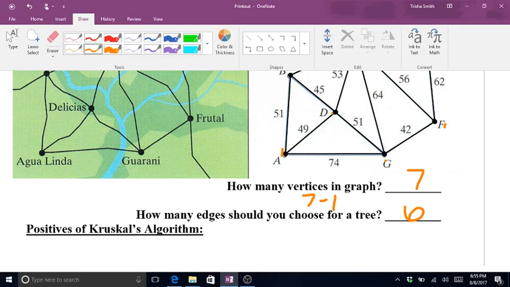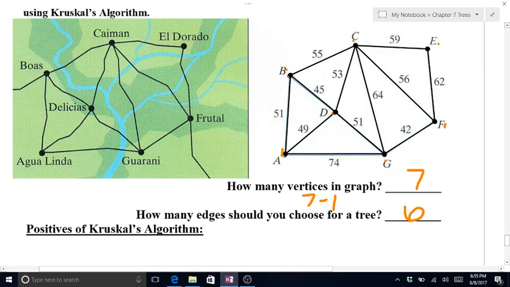So, the way our method works, it says to identify the smallest first. So that's this one, 42. Keep identifying the smallest. So my next smallest connects B and D. That's 45. My next smallest connects A and D. That's 49. So I've got 3 edges now. If you want to keep a tally mark as you do it, that's fine. I need a total of 6.